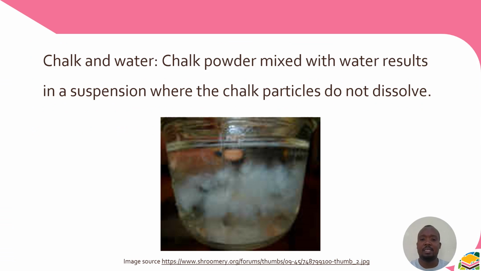Then another example is a mixture of chalk and water. The chalk here is chalk dust, in a powdered form. Chalk powder mixed with water results in a suspension where the chalk particles do not dissolve. As you can see here, the chalk particles do not dissolve and they will always be suspended. So this is also another example of this type of mixture. Remember, it is heterogeneous in nature, where you can know that this is particle A and this is particle B.